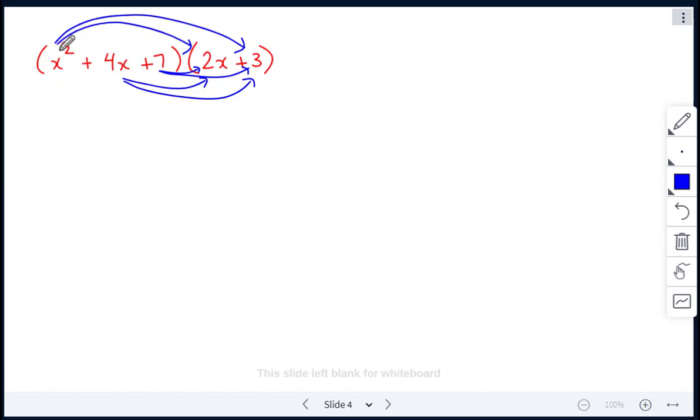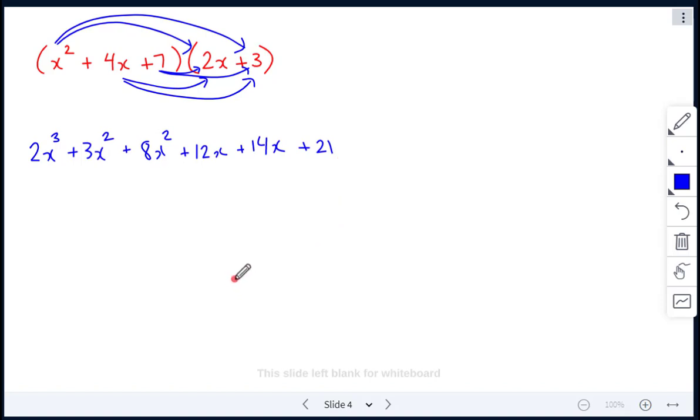So when we take x squared and multiply it by 2x, we end up with 2x cubed. Then we take the x squared, multiply it by the 3, we end up with positive 3x squared. Next, we're going to take the 4x, multiply it by 2x. That gives me a positive 8x squared. And then the 4x times 3, that gives me a positive 12x. Next is the 7. 7 times 2x, that gives me a positive 14x. And then we have the 7 times 3, which is positive 21.